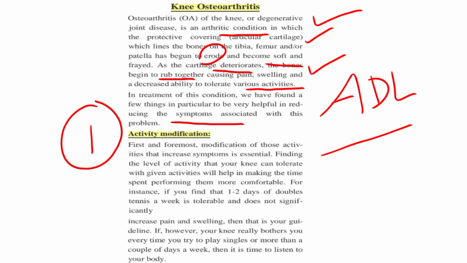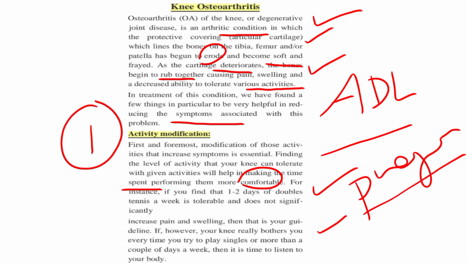Finding the level of activity that your knee can tolerate will help in making the time spent performing activities more comfortable. For instance, if you find that 1 to 2 days of doubles tennis a week is tolerable and does not significantly increase pain, then this is your guideline. If, however, your knee really bothers you every time you try to play singles or more than doubles once a week, if more progressive activity increases your symptoms, then you can decrease your activity according to your condition.